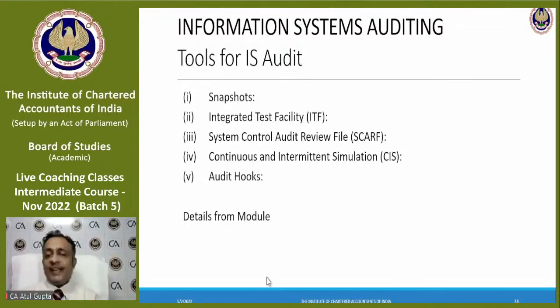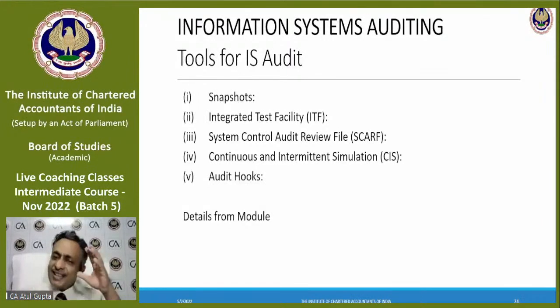Okay, then I have explained ITF and SCARF. So in snapshot, very good. This question by Monica, it's a very good question. So what word must you carry for each? Very good. So for snapshot, carry image. For integrated test facility, carry dummy transaction or dummy entity. For system control audit review file, carry auditor's file. You can carry exceptional transaction file.